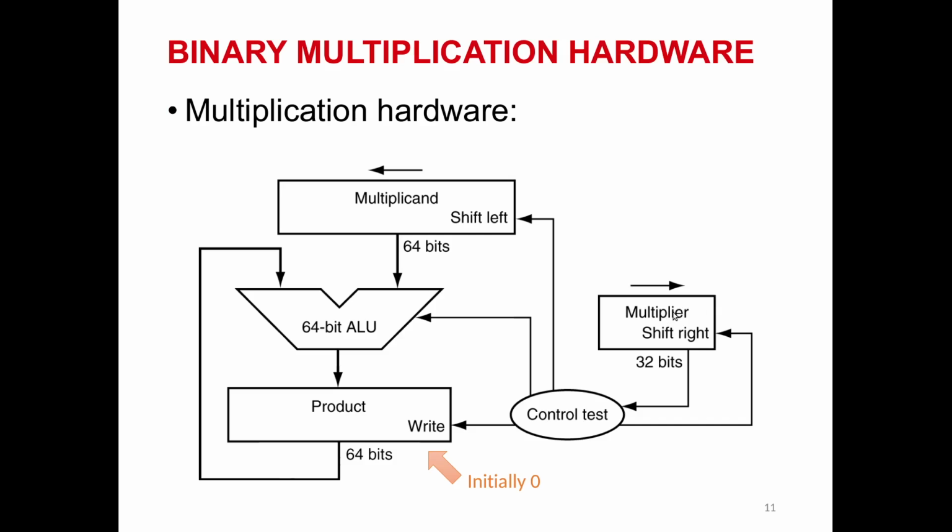The least significant bit of the multiplier will be used in the control here to decide whether you will add the product with the multiplicand or not, or you will give the product as it is back to the product register.